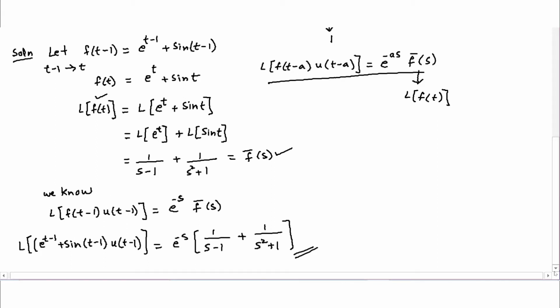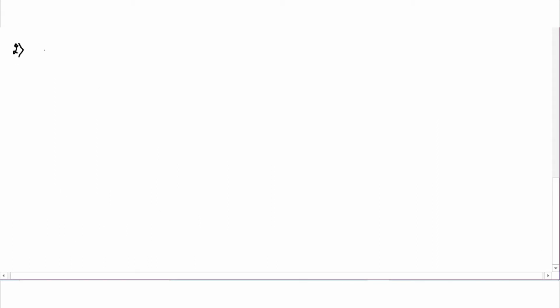Now let us move on to the next question. Question number 2. Find the Laplace transform of the function that is given over here: sine of t into u of t minus pi. That's the question we have.